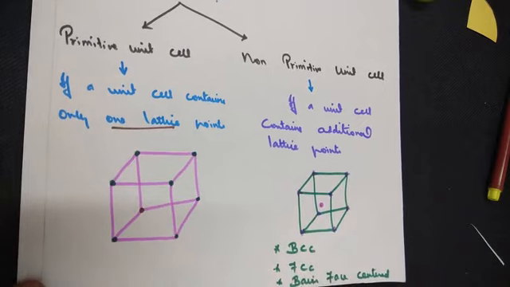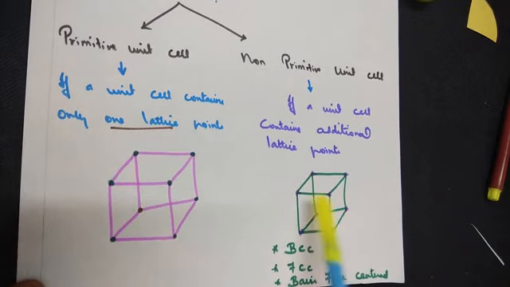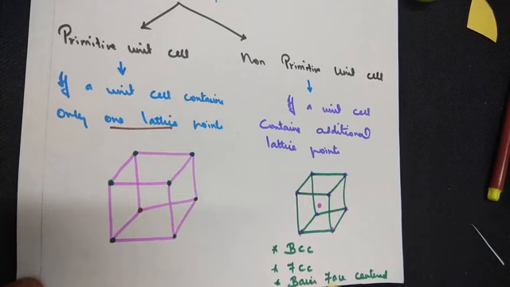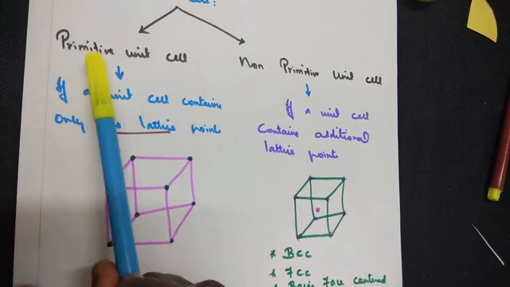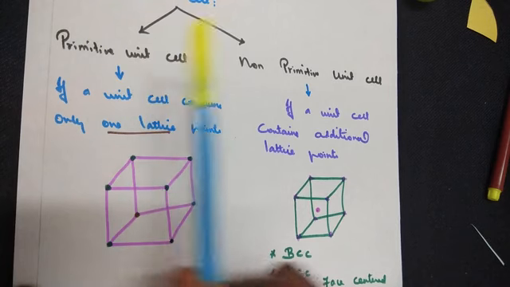These additional points may be within the body of the unit cell, and then it's called body-centered cubic. If the additional lattice point is found on the faces of the unit cell, it's called face-centered cubic. It can also be found on a pair of opposite faces, and that is called base face-centered. So there are 7 types of primitive unit cell.